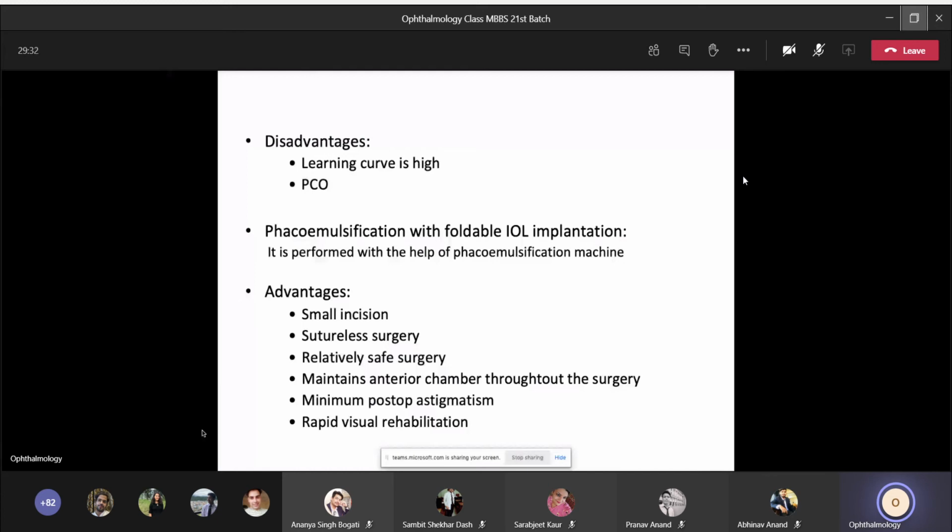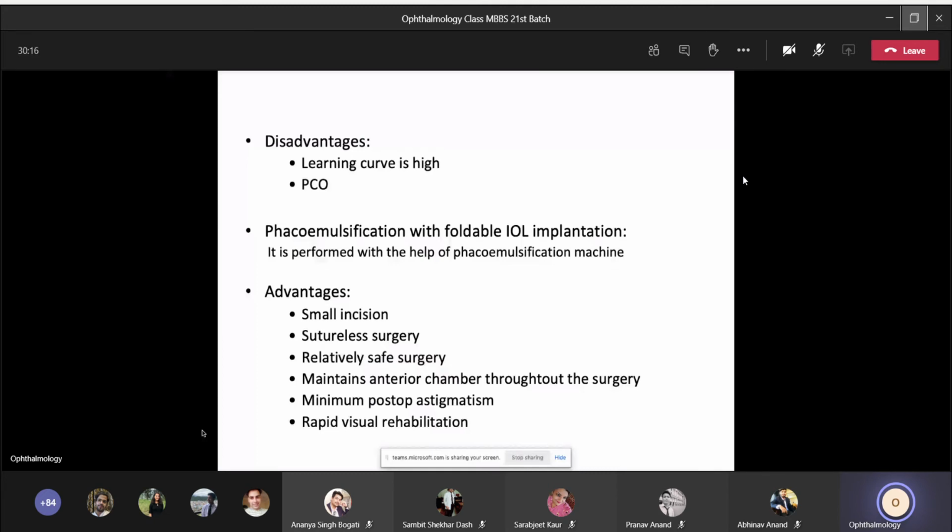Now another, more advanced technique which we practice nowadays is phacoemulsification. In phacoemulsification, the incision is even smaller. You just have to give an incision of about 2.8 to 3.2 mm. With that small incision, we have to insert the foldable intraocular lens; we fold the lens so that it is implanted. In this technique we take the help of the phacoemulsification machine.